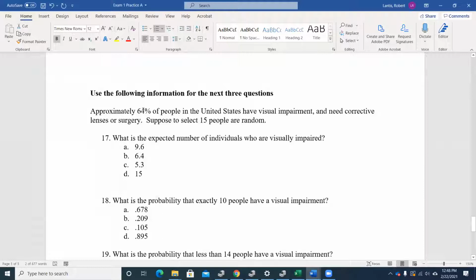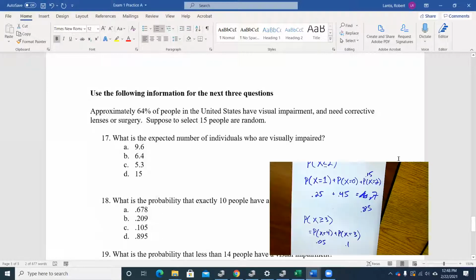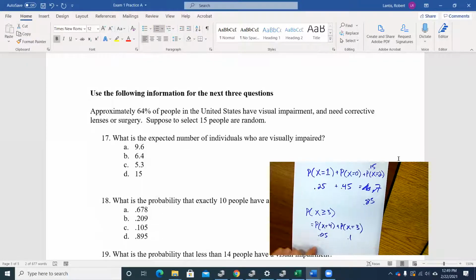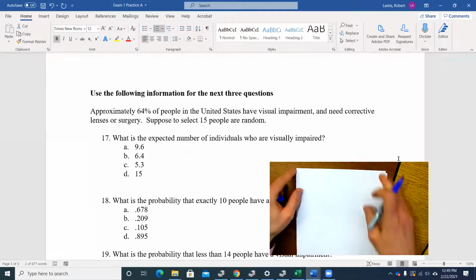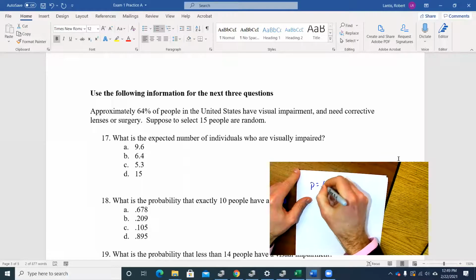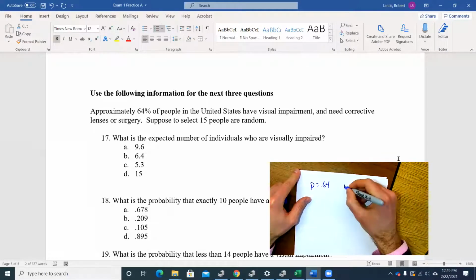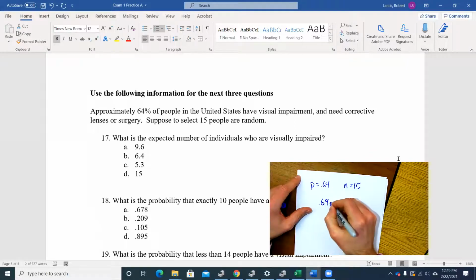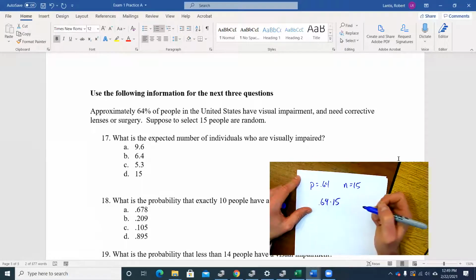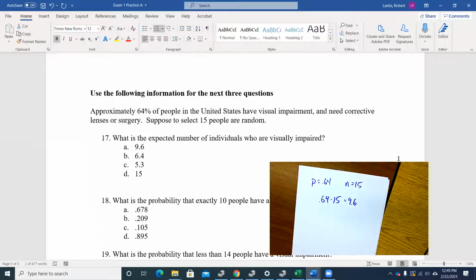I said my probability of success for any one person would have been 64%, so that probability would be 0.64. I'm looking at 15 people, so it's simply 0.64 times 15. I'm going to tell you right now, I'm not even doing the math in my head. I know this is 9.6 just from the given answers.